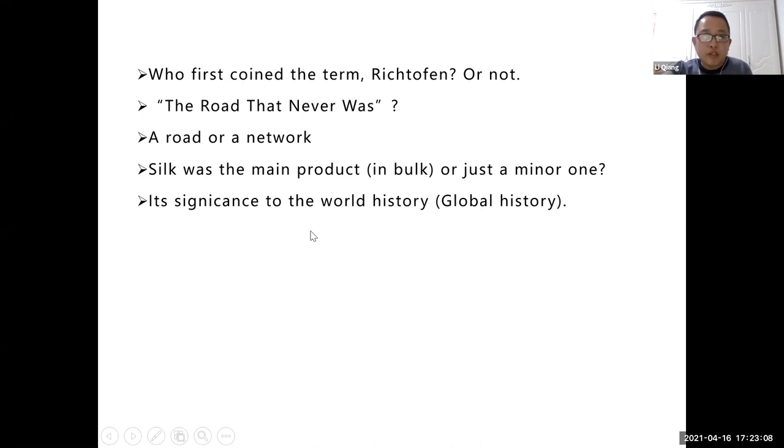But as I mentioned in recent publications, you will notice that with the further development of Silk Road studies, they have very important significance to world history. Through this, we can see how not only goods, but also ideas and arts moved along the Silk Road on the Eurasian continent. It helped the development of the ancient world and also helped us to understand world history much better. So this is the general idea about debates on the Silk Road, the Silk Roads.